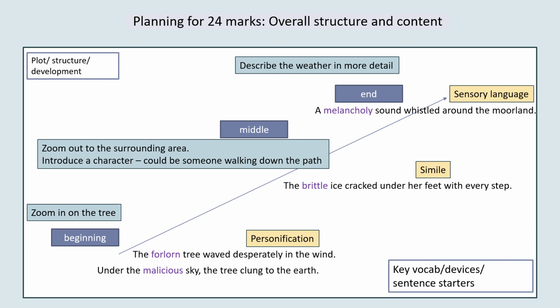So the sentence from earlier was, a melancholy sound whistled around the moorland. We've already got some ideas about sensory language there, what we can hear. I might then go on to talk about what I can smell perhaps, but I'm going to be describing the weather. So look back at the picture and think about what you might write about there.